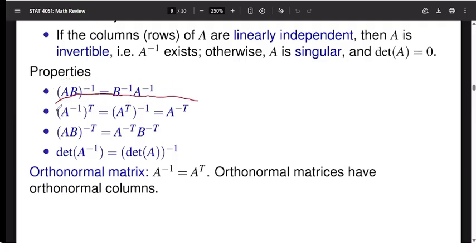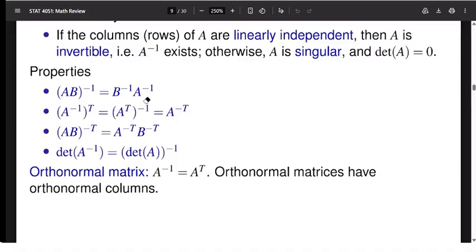Take a look at this one. When I have a matrix A and I obtain the inverse, after obtaining the inverse, I find the transpose. It is the same thing as finding the inverse of a transpose, which is what I have here. These have been verified.